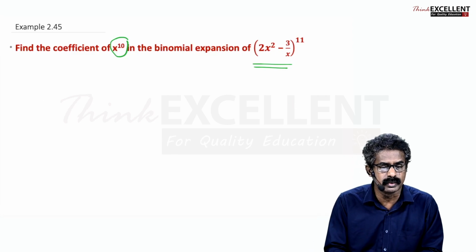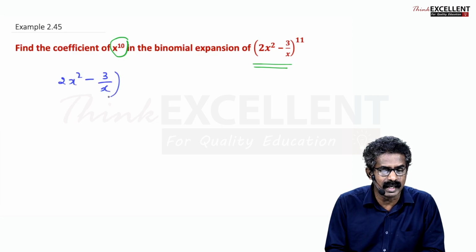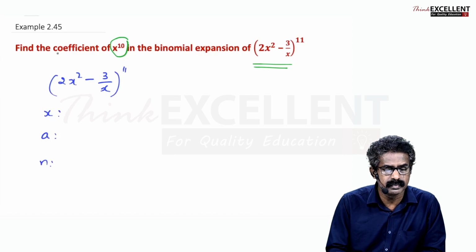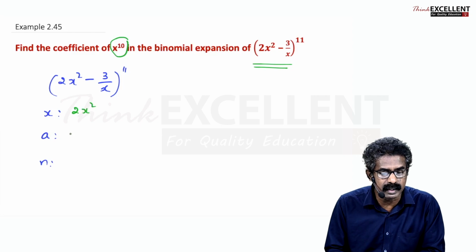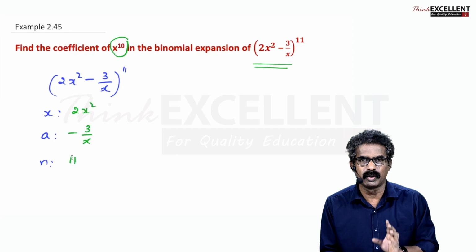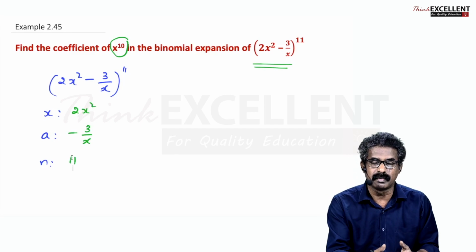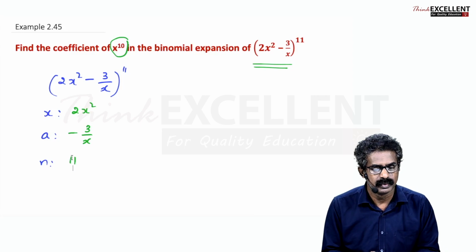So listen, be attentive, try to understand. So what is given here? (2x^2 - 3/x)^11, right? Compare with the standard form (x + a)^n. X is the first term, 2x^2. A is the second term with sign, minus 3 by x. And n is the power, it is 11. It is odd or even, we don't want here. For middle term, we need that, because for middle term, odd, we have a method. Even, we have another one, right? One middle term, two middle terms, everything is different.